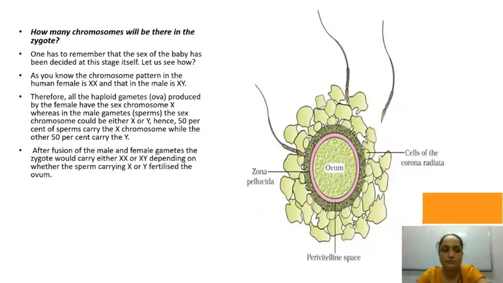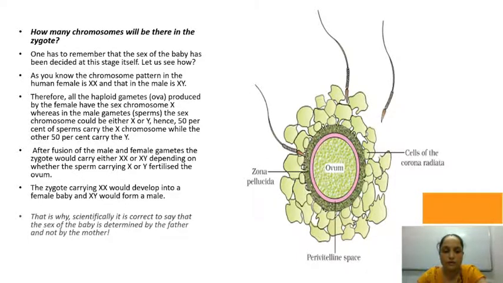And after the fusion of the male and the female gametes, the zygote would carry either XX or XY. See, it depends on which chromosome is going to fertilize the ovum. If X is going to fertilize the ovum, then the double X product will be a girl. And if the Y chromosome of the sperm is going to fertilize the ovum, then the resultant product will be a boy. The zygote carrying double X would develop into a female baby and XY would form a male.